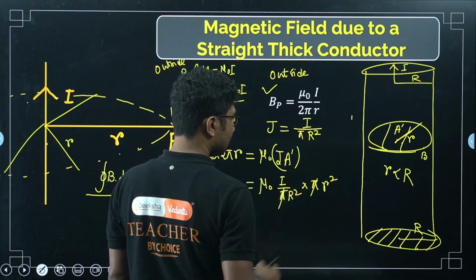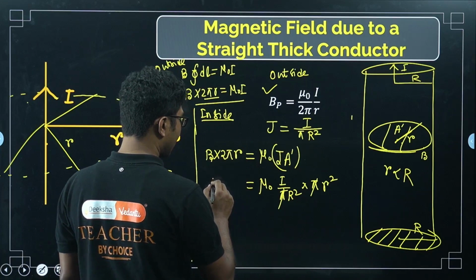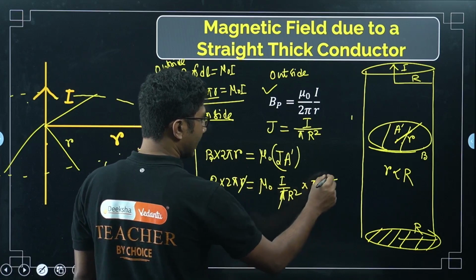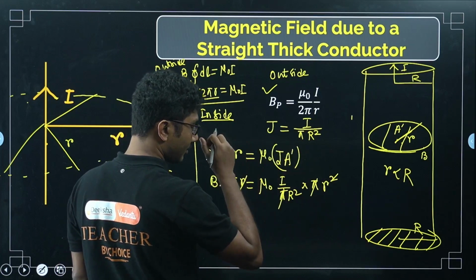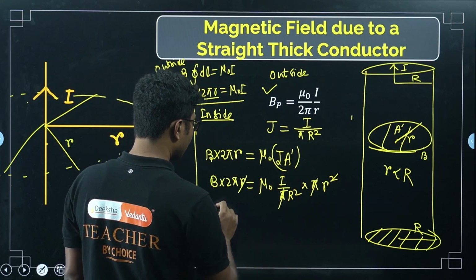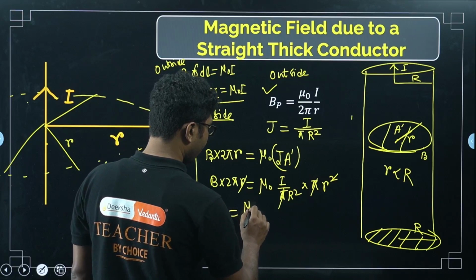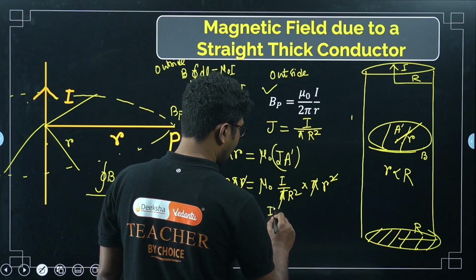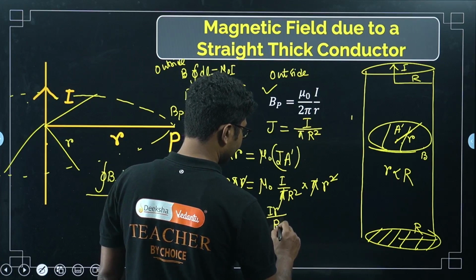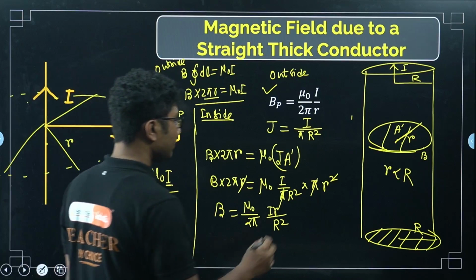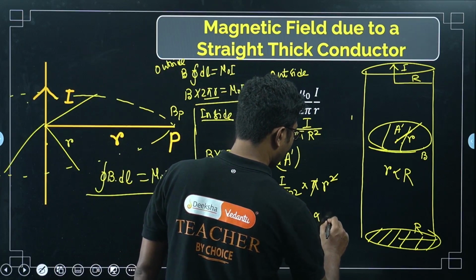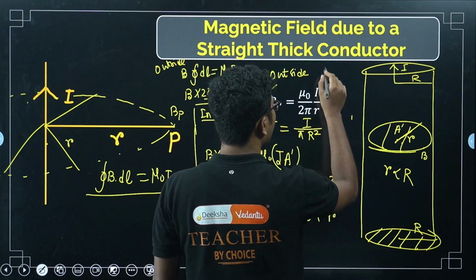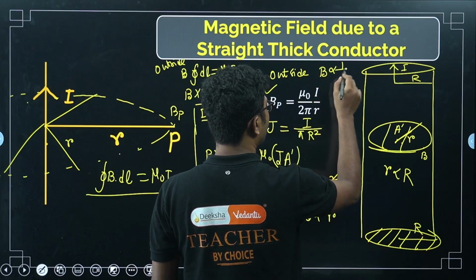So pi cancels. Now if you write this value here, B times 2 pi r, one r will cancel from the left-hand side, one r will cancel from the right-hand side also, so one r will still be left. So B is basically mu naught by 2 pi, I r divided by R square. So in this case B is directly proportional to r. Inside the wire B is proportional to r, outside the wire B is proportional to 1 by r.